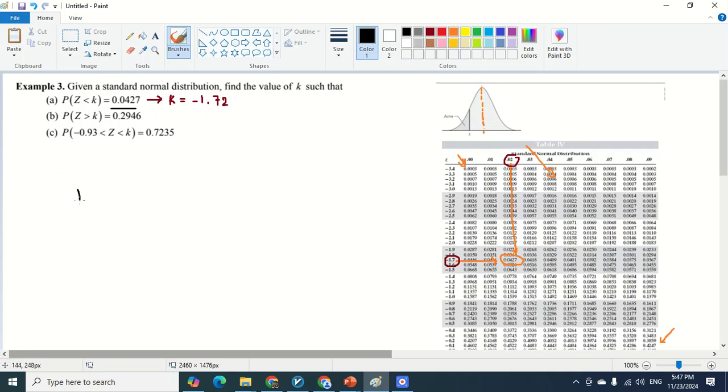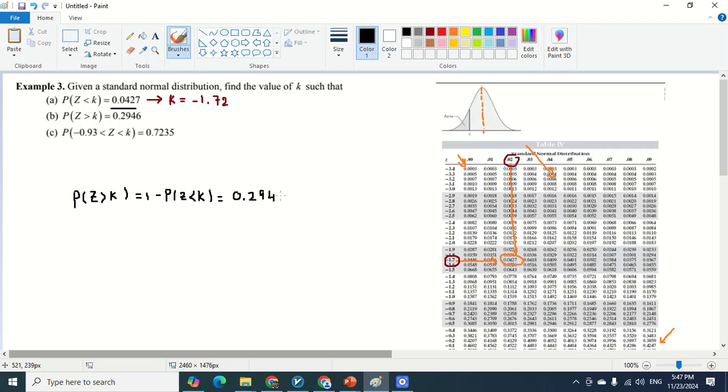So the 1 minus, let me just start with the terms on the left side, the probability of z greater than k. We know that this value is equal to 1 minus the probability of z less than k. So I can convert this to 1 minus the probability of z less than k. This value is equal to 0.2946 based on the information in the question.